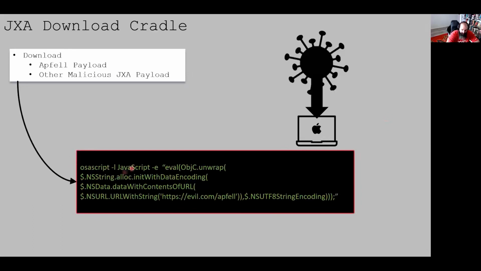OSA script -l for the language, JavaScript, and then -e to execute. And then you notice this eval function here. So what that eval function is going to do is it's actually going to not only download your malicious payload, but it's going to execute it. So all in one line, say you have an app file payload hosted on evil.com. It's going to download it here, and then this eval function is actually going to execute it.